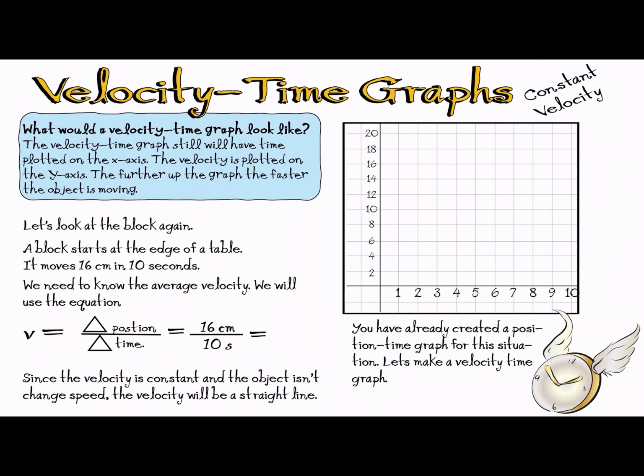Velocity time graphs. What would a velocity time graph look like? The velocity time graph still would have time plotted on the x-axis. The velocity is plotted on the y-axis. The further up the graph, the faster the object is moving.